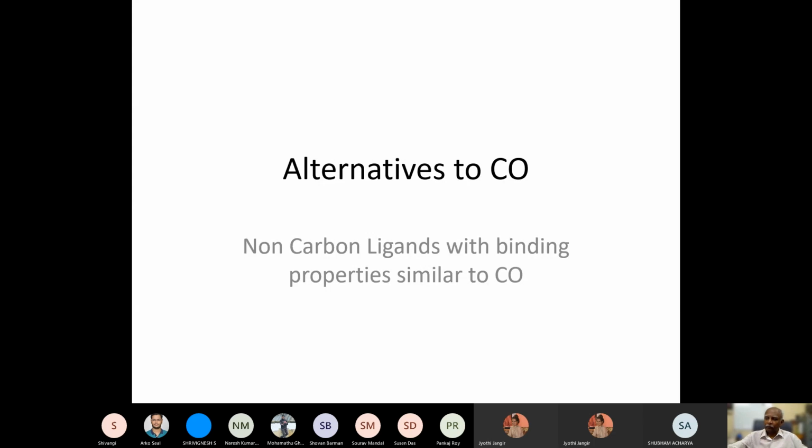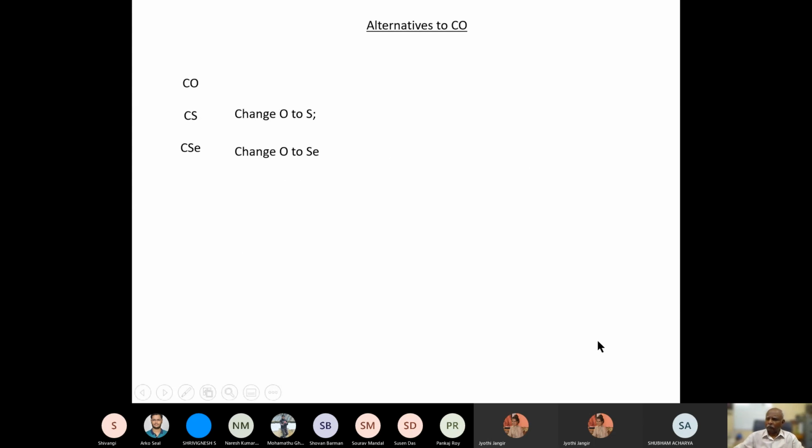We have discussed several alternatives to carbon monoxide, and we talked about the simple replacement of oxygen with sulfur and then oxygen with selenium, and that gave us CS and CSe. And these ligands were very good ligands. They are good pi acceptors, in fact better pi acceptors than carbon monoxide itself.